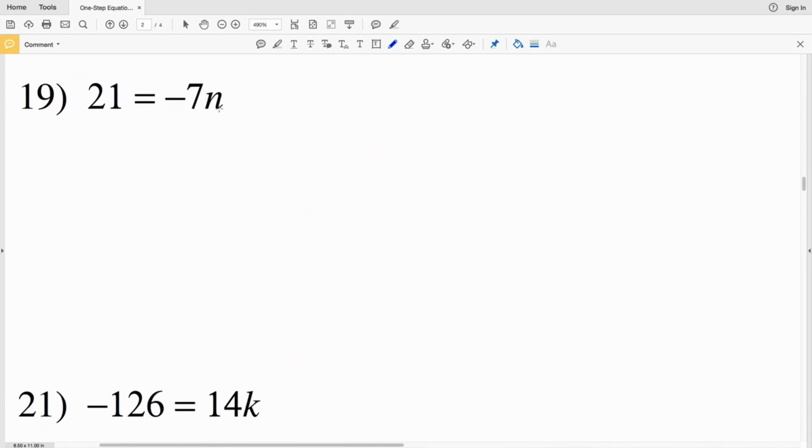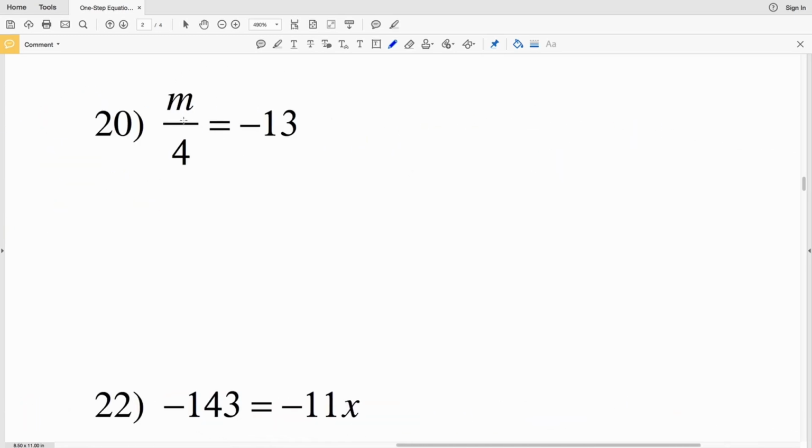Number 19, 21 is equal to negative 7n. We're going to divide by negative 7 to both sides. 21 divided by negative 7 is going to be negative 3. Negative 7 divided by negative 7 is simply 1, and that will leave us with negative 3 is equal to n.